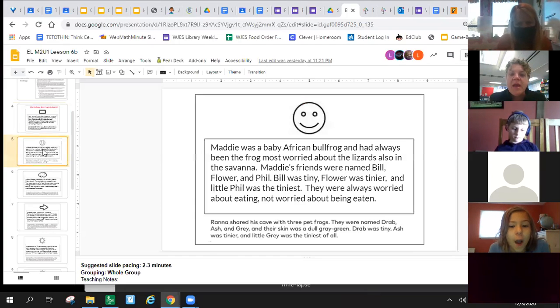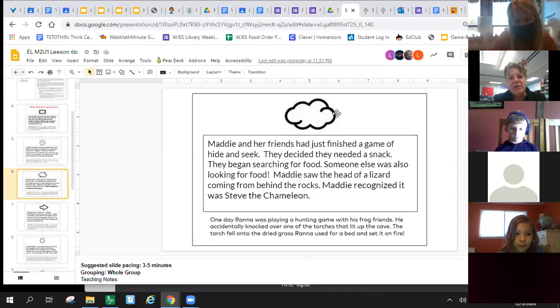Here's our next one. Maddie was a baby African bullfrog and had always been the frog most worried about lizards, also in the savannah. Maddie's friends were named Bill, Flower, and Phil. Bill was tiny, Flower was tinier, and little Phil was the tiniest. They were always worried about eating, not worried about being eaten.